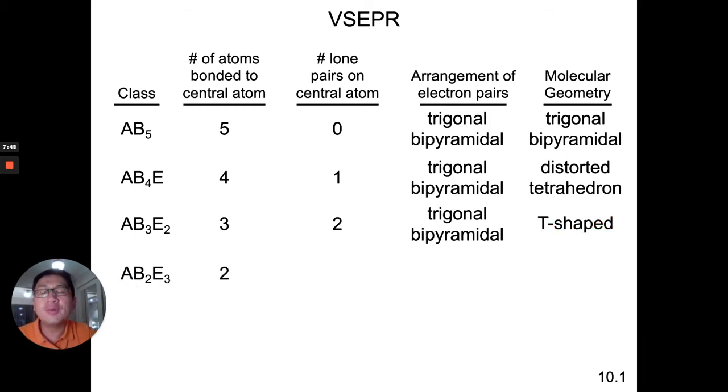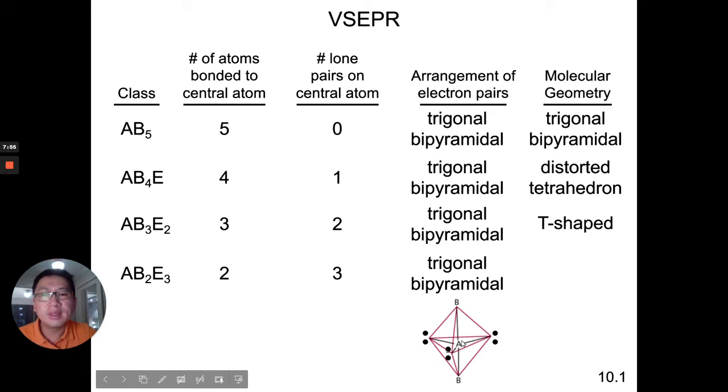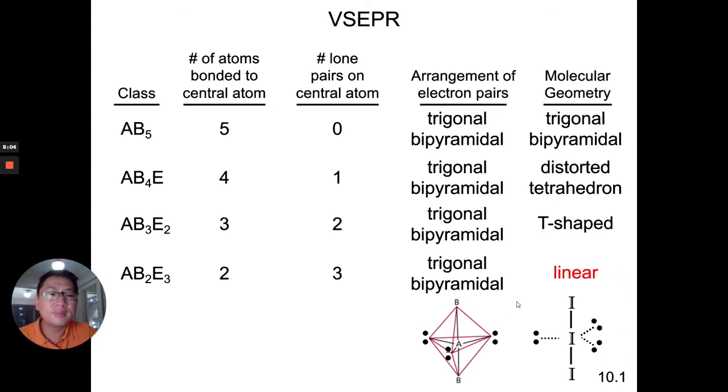If you had 2 bonded atoms and 3 lone pairs, what you have is A in the center, 1 atom on top, 1 atom on the bottom, making a straight line, or in other words, linear. So I3, if you had that Lewis dot structure, the center iodine has 3 lone pairs and is attached to 2 other atoms. Two atoms attached, 3 lone pairs. The shape is called linear.